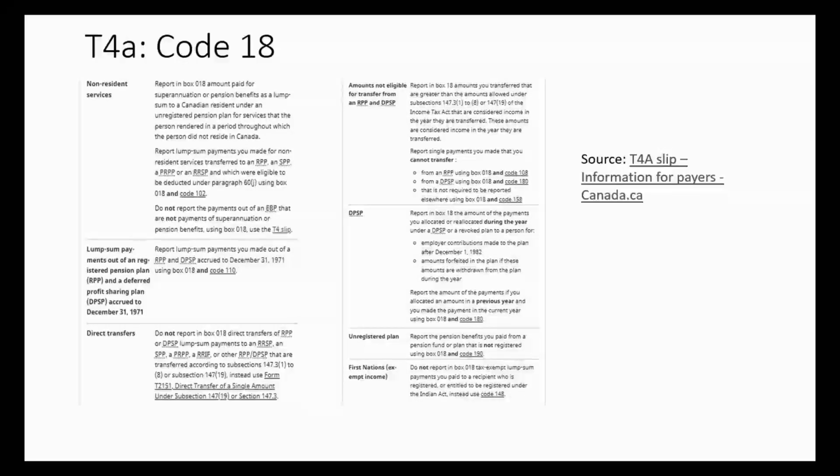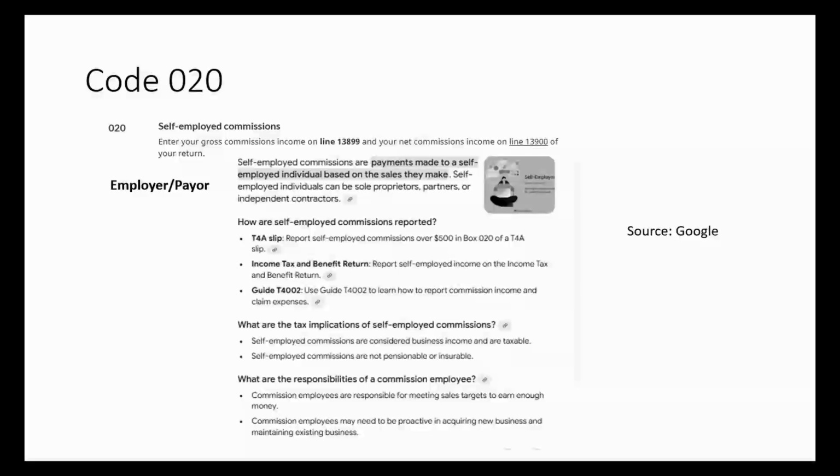You have DPSP, unregistered plan, so on and so forth. Code 20, self-employed commissions. Self-employed commissions are payments made to a self-employed individual based on the sales they make. Self-employed individuals can be sole proprietors, partners, or independent contractors.